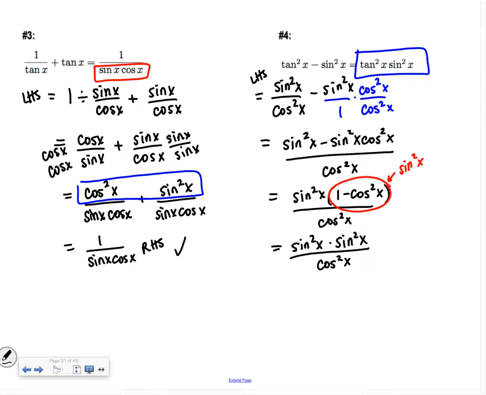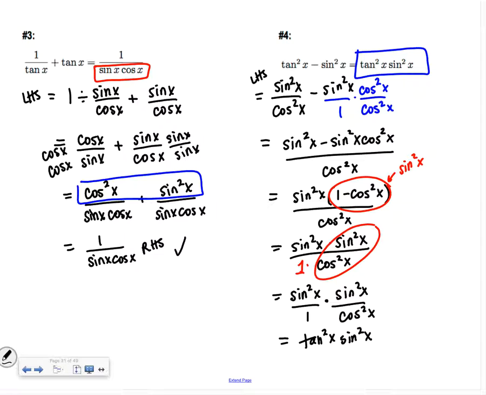So we're going to take one of the sine squareds with the cosine, and then we're going to take the other sine squared with a 1. So let me write it so you can see it. So I'm going to say sine squared x over 1 times sine squared x over cosine squared x. So if you notice, you have sine squared and then times tangent squared, and that's what we wanted. So I'm going to write it in the order that we see it up there, though. So that's our answer. So that's our right-hand side, and we're good.